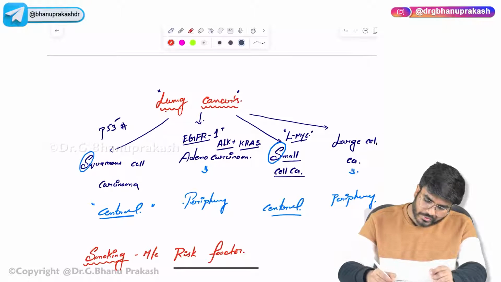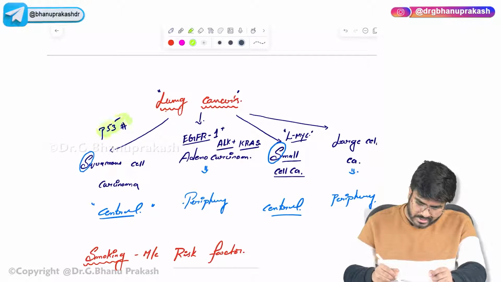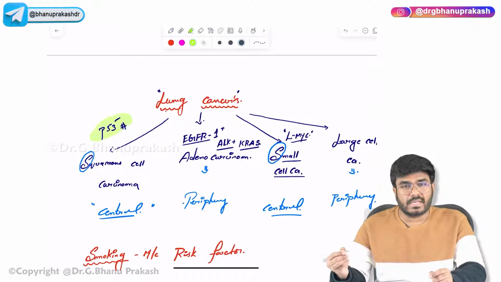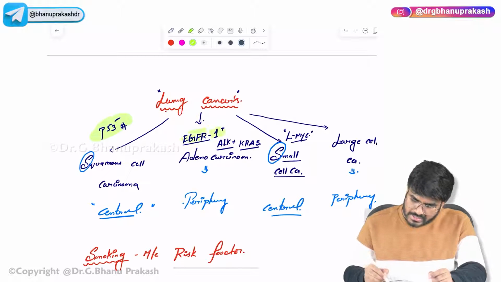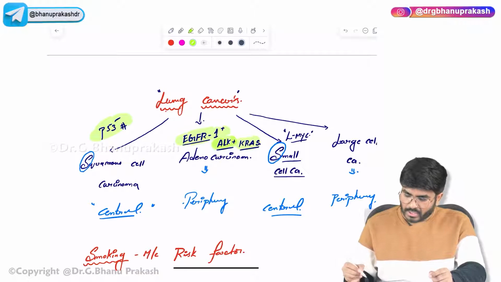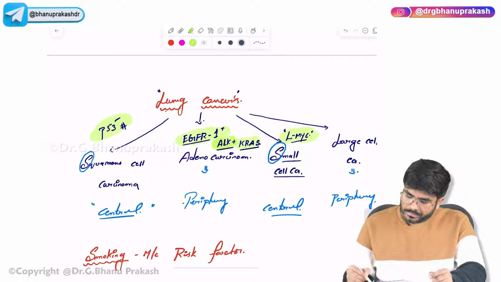So what you should know for your exam? P53 gene mutations are associated with squamous cell carcinoma. EGFR1 gene, ALK and KRAS gene mutations, activating mutations, are seen in adenocarcinoma. LMYC gene amplification is seen in small cell carcinoma.